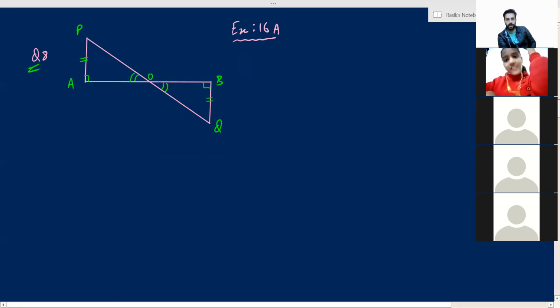Now you tell me the property. Look at this: angle, angle, side. The property that you will use is angle, angle, side. The two triangles are congruent by angle, angle, side, and then you can say that OA is equal to OB. Reason, CPCT. Start doing the question yourself. Write all the steps properly with reasons.